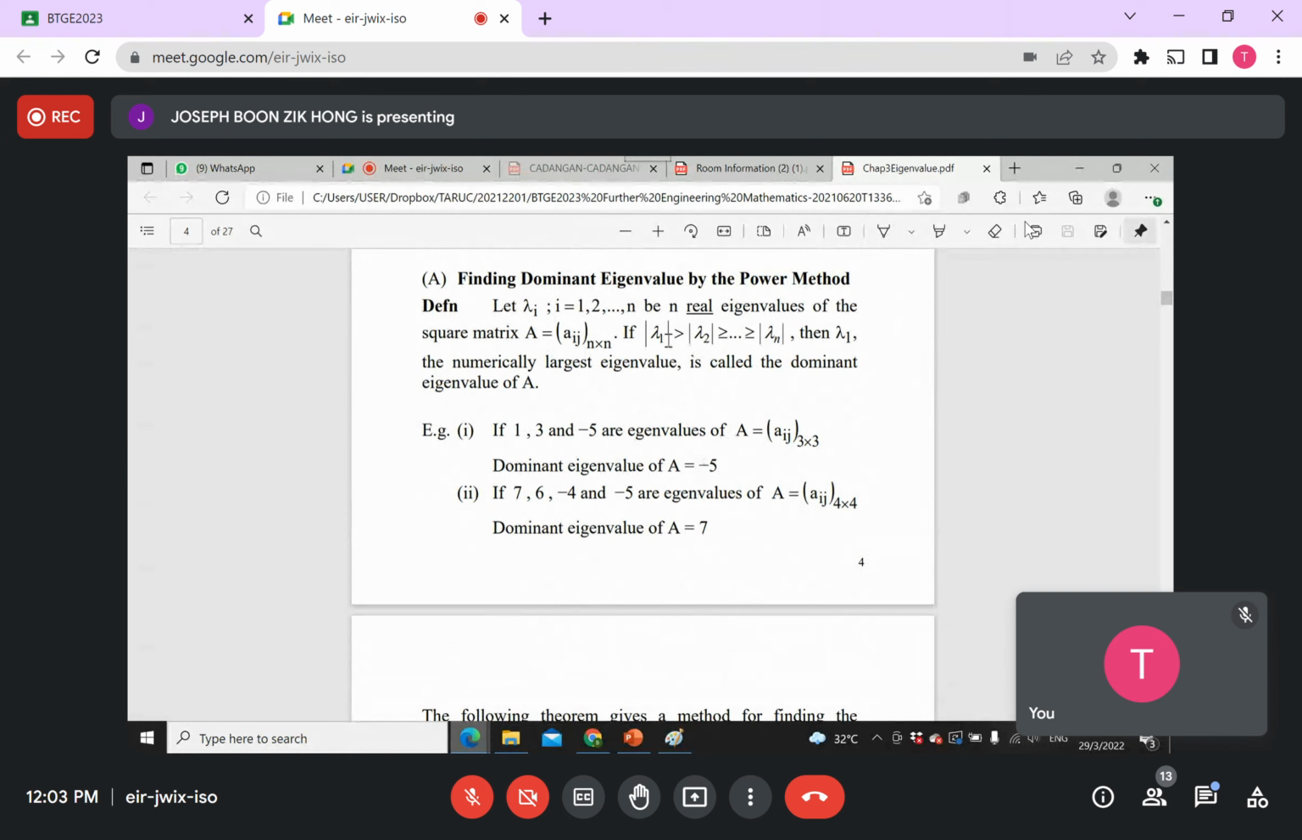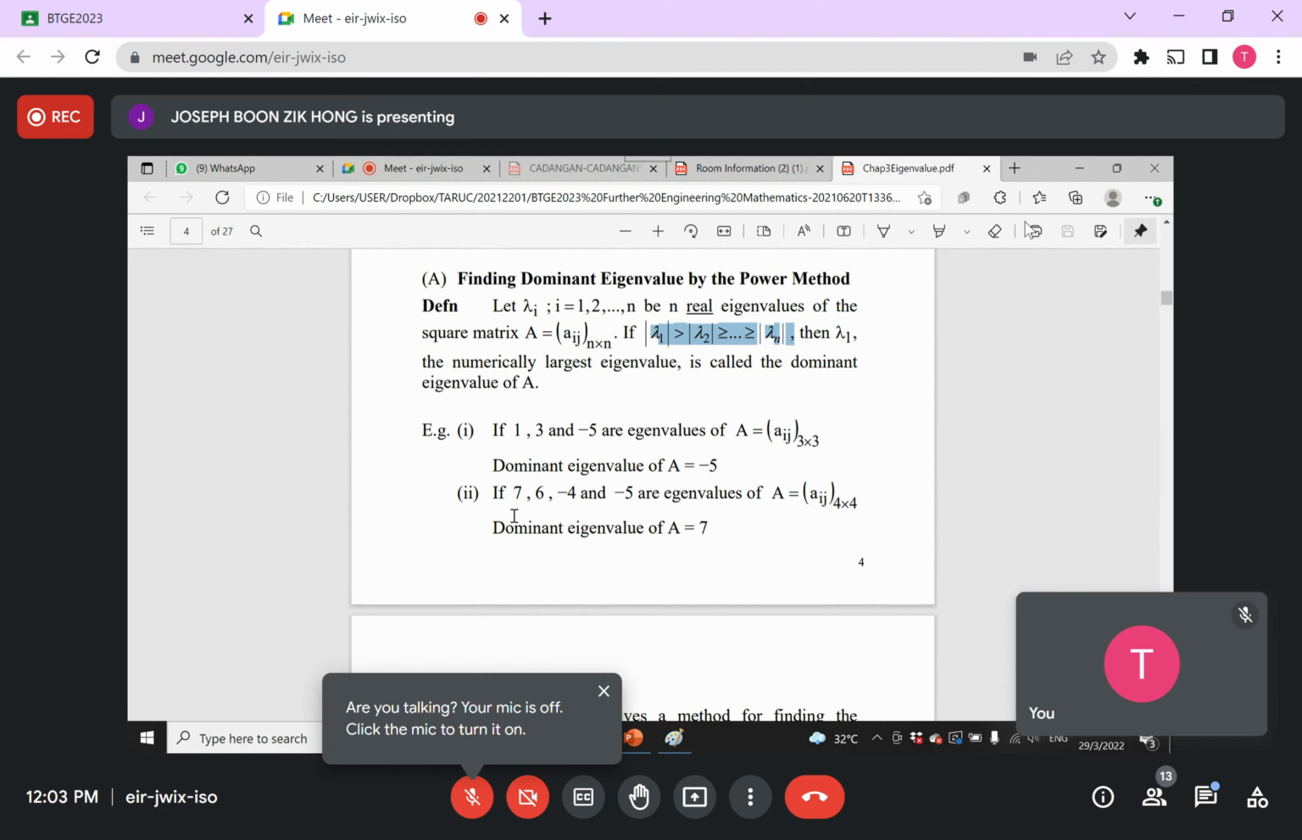We don't care about the positive or negative sign, because to find the dominant one we use the modulus. Among these three numbers, if we compare the values, 5 is the biggest, so -5 is the dominant eigenvalue. For 7, 6, -4, -5, the dominant eigenvalue will be 7. So if you use the power method, you can only find the dominant eigenvalue.